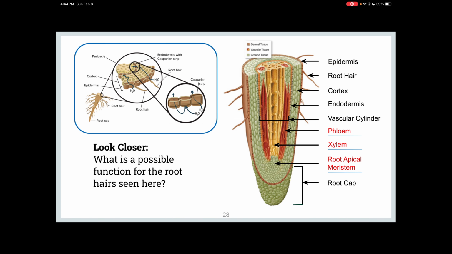Okay, so if we look at these root hairs, we're trying to determine what the function is of them. So what is the function of a root? Water absorption. We can see through this Casparian strip on this picture that water is going into these cells that make up the root. And so if we have root hairs, they give us what? They give us increased surface area. That increased surface area helps the roots to absorb even more water.